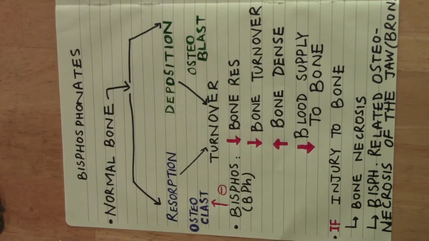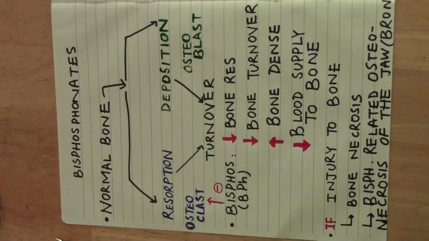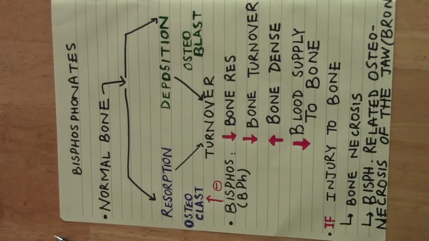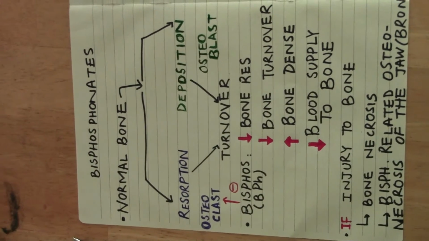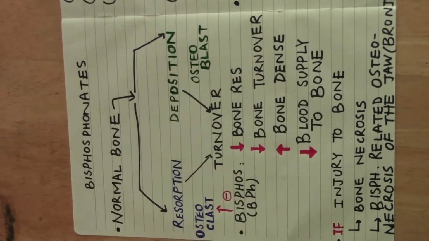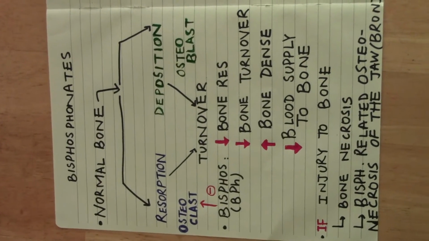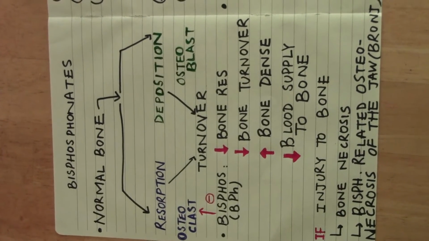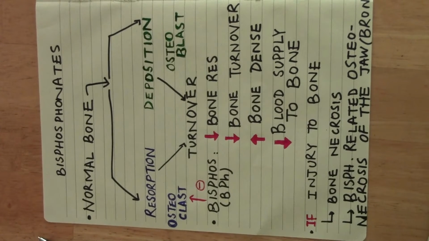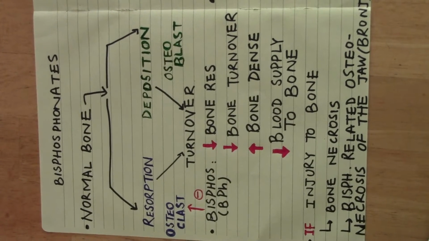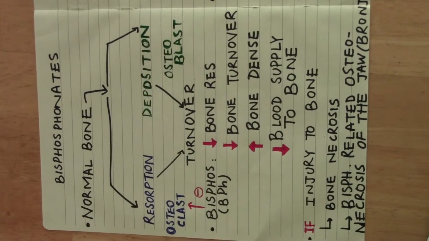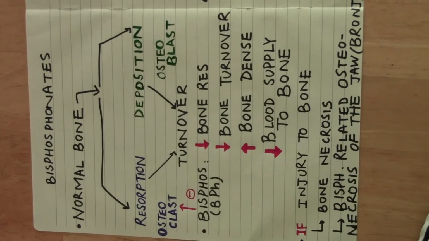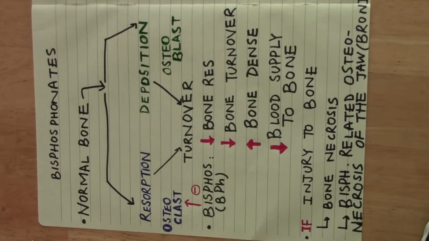Okay, so the topic we're going to discuss today is bisphosphonates, and this is a topic that does come up in the exam quite a bit. It can come up in OSCEs, it can come as part of the DTP, so it's important to cover it. Now, bisphosphonates are medication that's given to patients.